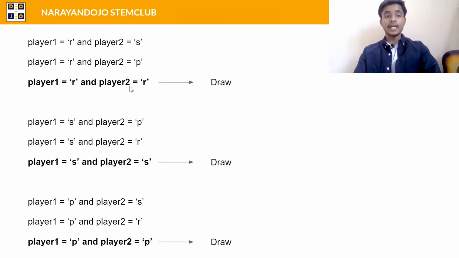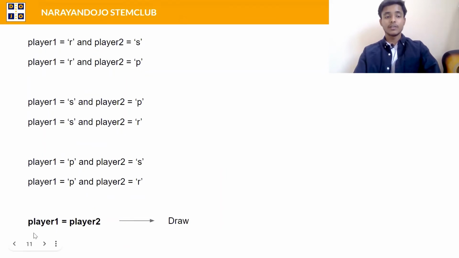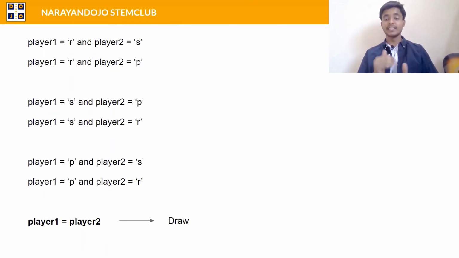So instead of adding each condition separately, we can just add one condition where if the player 1 value is equal to player 2 value, then the game is going to be a draw. And the rest of the conditions will remain the same. So now there are the 7 conditions which we have to put inside the Python program for making the decision. And for adding the conditions, we will use the if, elif or else.